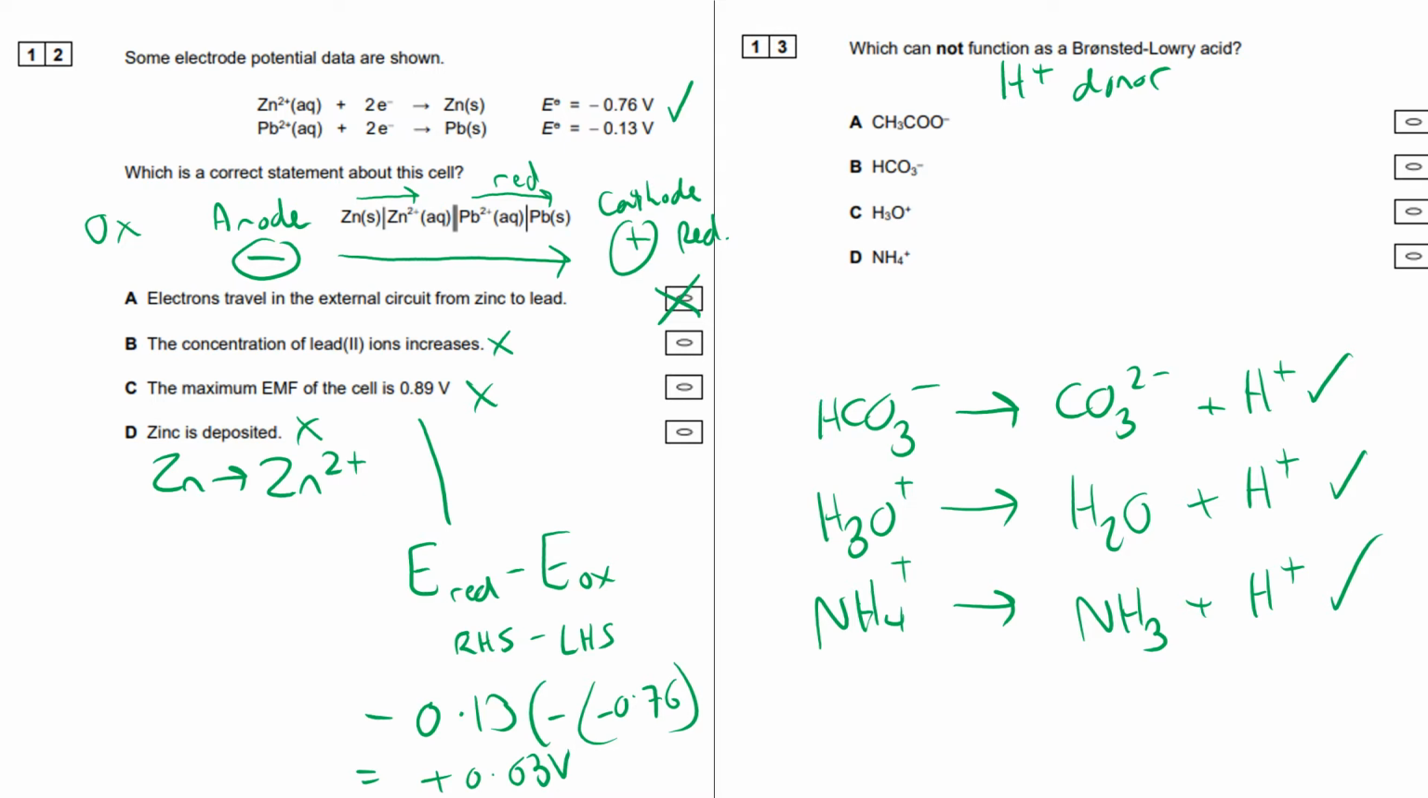The ethanoate ion that you can see here, CH3 C double bond O, O-, has already donated a proton. It cannot donate any of these protons because the C-H bond is very strong. So it's already acted as a Bronsted-Lowry acid. It cannot donate any more protons. It can act as a Bronsted-Lowry base. It can accept a proton, but it cannot donate a proton. So A is the correct answer here.